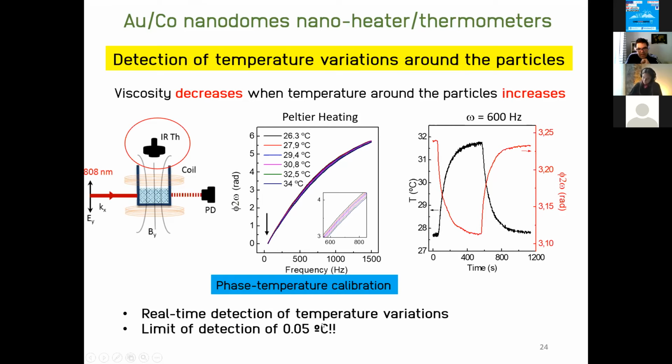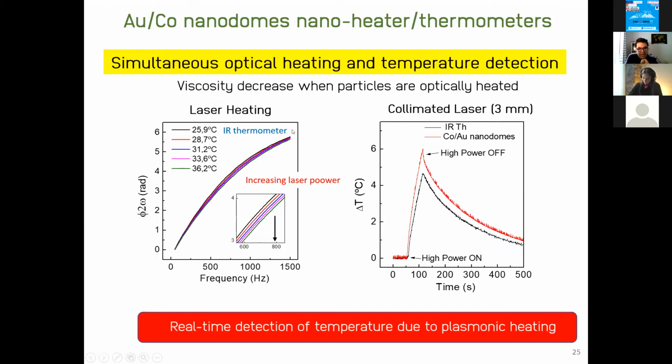So here you can see a comparison with the conventional method that we were using to measure the temperature. Here we compare the increase in temperature detected with the nanodomes in comparison with the infrared thermometer. And as you can see, while we were heating with the laser, our nanothermometry system is more sensitive to the temperature variation. So it reacts earlier, and it can also register a higher increase in temperature inside the cells.